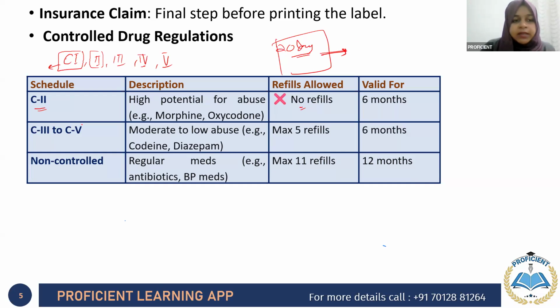But in case your prescription contains class 3 to 5, schedule C3 to C5, drugs like codeine, diazepam, your benzodiazepines, antidepressants, they also have abuse potential, control drugs only. But they can be refilled 5 times maximum. For example, suppose a prescription is prescribed, dated, what is the date today?